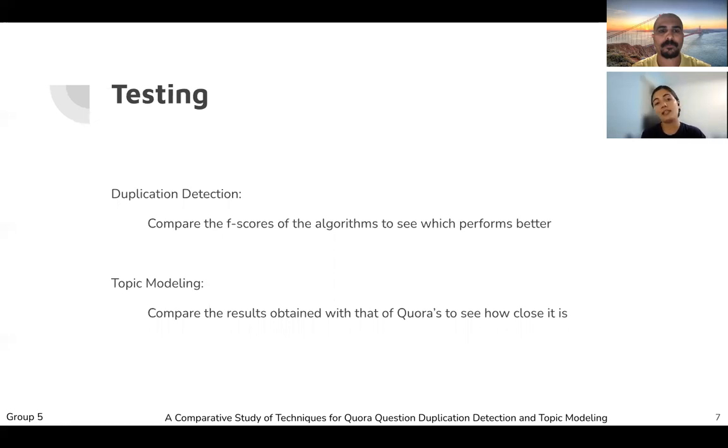And next, for topic modeling, we are going to compare the results that we obtain with our algorithms with those of Quora's proprietary algorithms to see how close they are. Since Quora's classifier is the golden benchmark that we're going to compare our algorithms against, that is going to be our test. That is, we're going to compare our results with Quora's results and see how close we come to them.